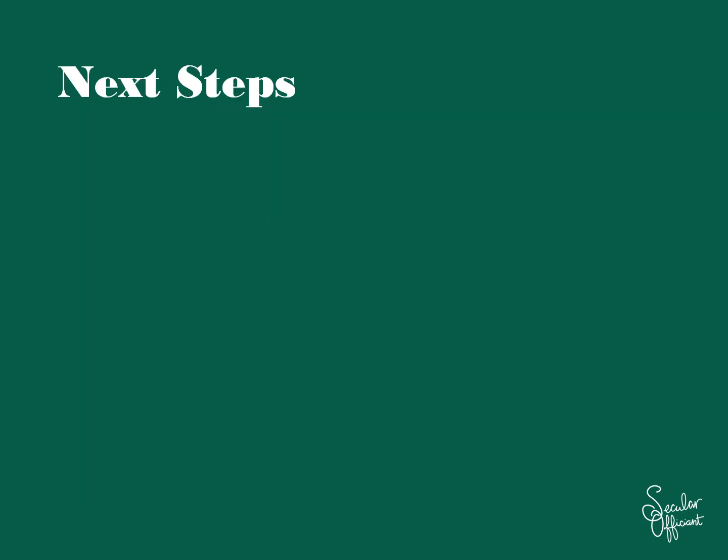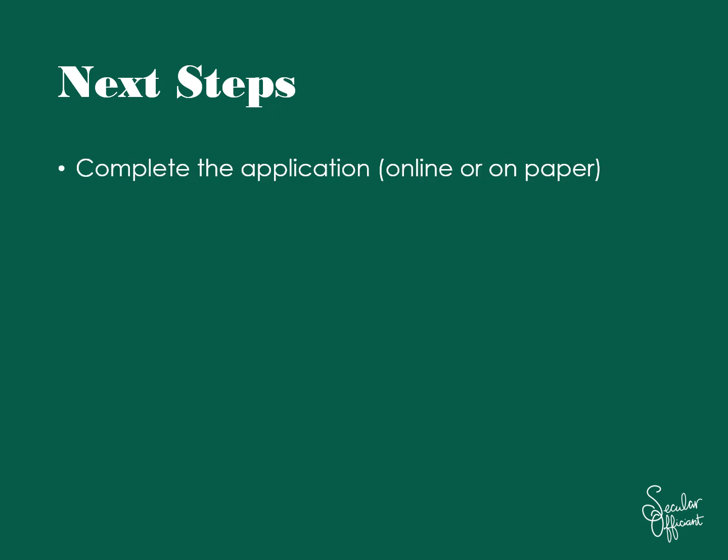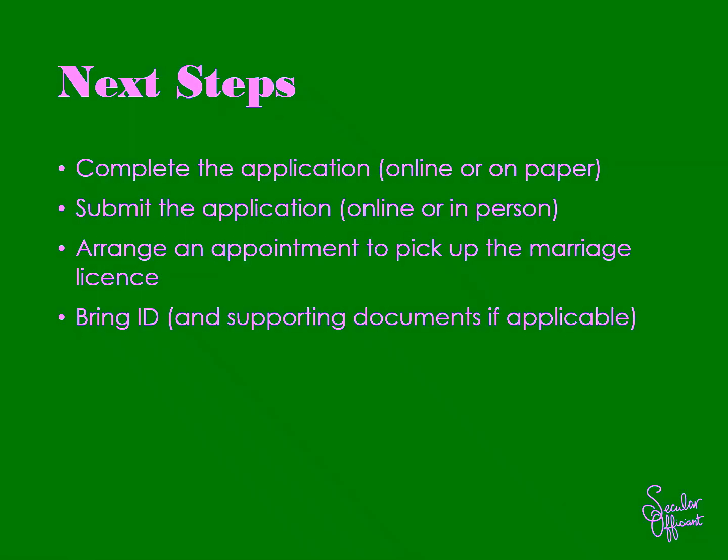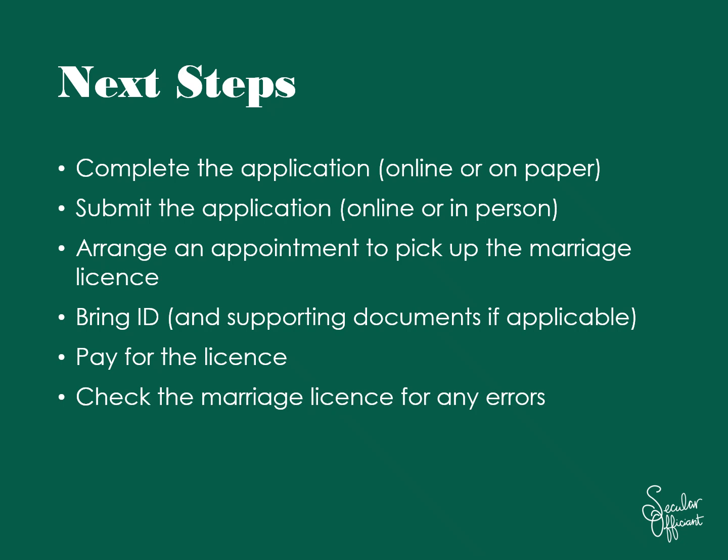Next steps. Here are some next steps once you have gathered your information and documents for the marriage license application. Complete the application, online or on paper. Submit the application, online or in person. Arrange an appointment to pick up the marriage license. Bring ID and supporting documents if applicable. Pay for the license. Check the marriage license for any errors. Notify the municipality if there are any errors.